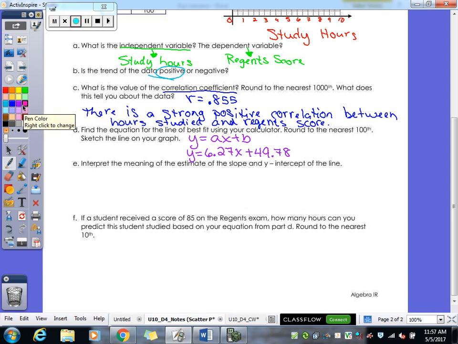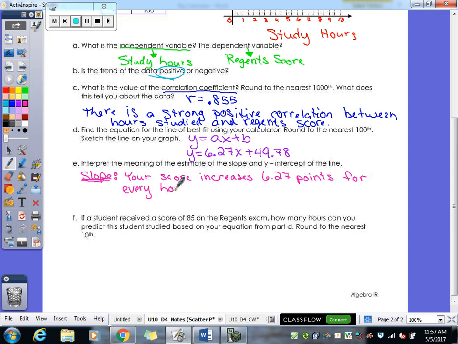Interpret the meaning of the estimate of the slope and the y-intercept of the line. So again, this is going back a few units here. Your slope is your change in y, which is your Regents score, over change in x, which is your hours studied. So what this is saying is your score increases 6.27 points for every hour studied. If my slope was negative, it would have been that my score decreases 6.27 points for every hour studied, but it wouldn't be that for this example.